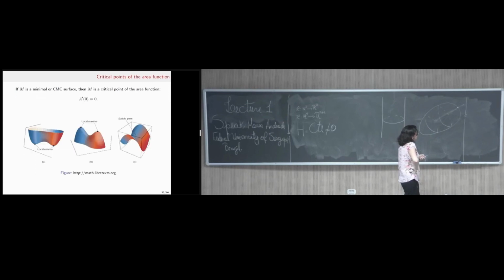Let's continue. Remember when I told you about defining the minimal surface as a CMC surface, I talked with you about critical points. In this case, if M is a minimal surface, then I showed you that M is a critical point of the area functional. Remember that I did not prove it, but I tell you this. And in this picture you remember you have on the left a local minimum.